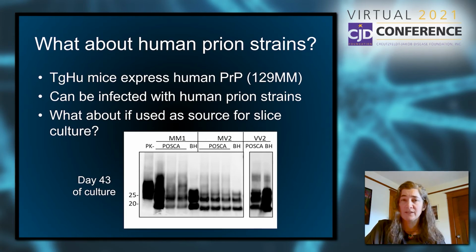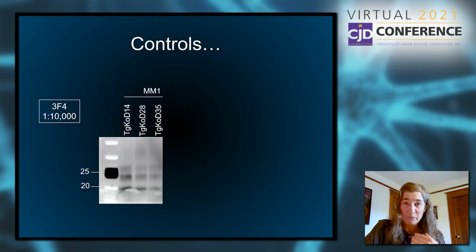Over the past months, suffice to say, COVID has put a bit of a limitation on what we've been able to do, but we got in some really important controls. We took mice that don't express prion protein, did the same control experiments, added CJD brain, and looked for any signal. Of course, these slices should not propagate because they don't contain PRP. But we found trace amounts, shown here at day 14, day 28, day 35, of prions left in those cultures, telling us that we haven't fully gotten rid of the initial inoculum.